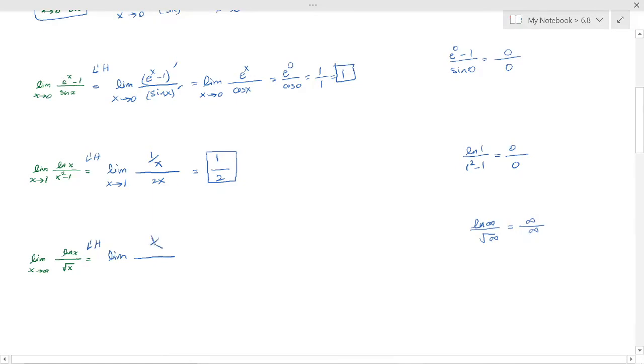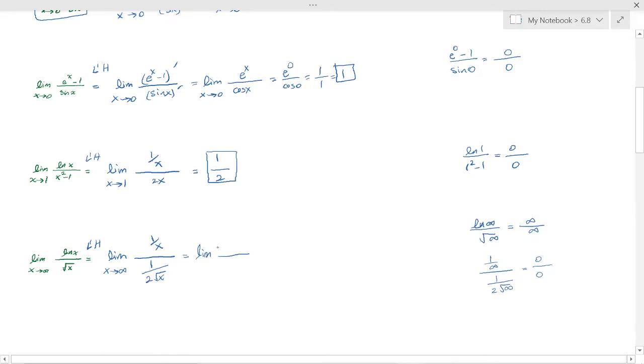Derivative of ln x, 1 over x. Derivative of square root of x, you should write in terms of x to the power 1/2. The derivative would be 1 divided by 2 square root of x, as x approaches infinity. If you replace infinity now, what you get is 1 over infinity divided by 1 over 2 square root of infinity, which means 0 divided by 0 again. This would be an indeterminate form, which means I have to apply L'Hopital's rule again. But first, before you do that, if you can simplify it, try to simplify. In this case, we can simplify it.